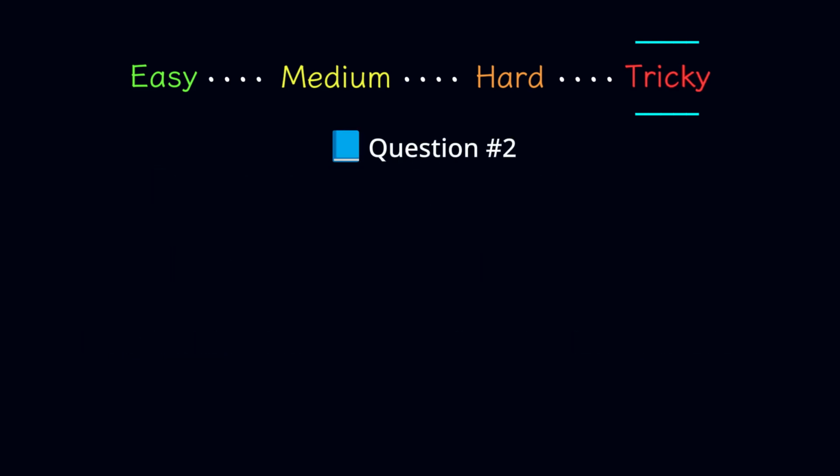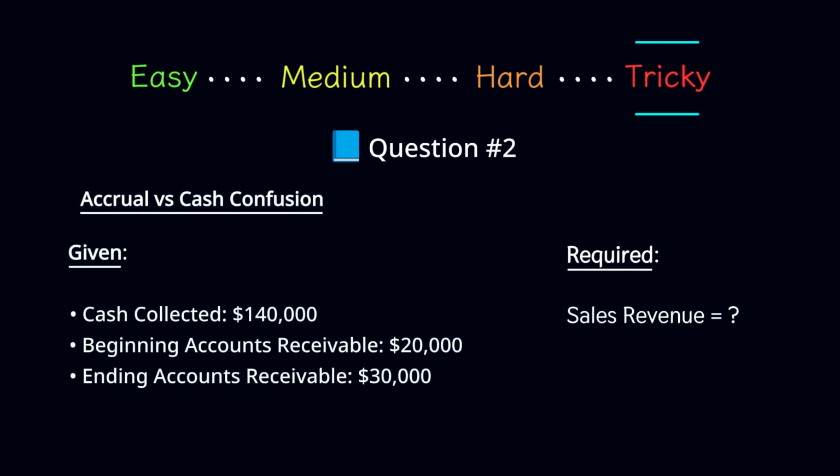Now let's move to trap question 2, accrual versus cash. This one shows up everywhere. A company reports cash collected from customers of $140,000. Beginning accounts receivable was $20,000. Ending accounts receivable is $30,000. The question asks for sales revenue.